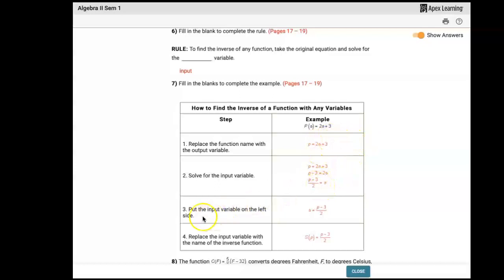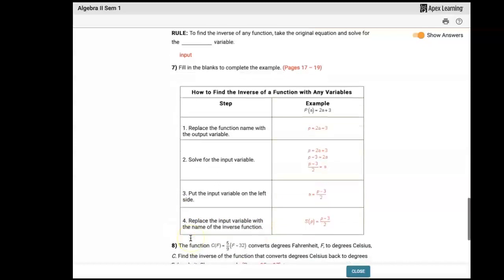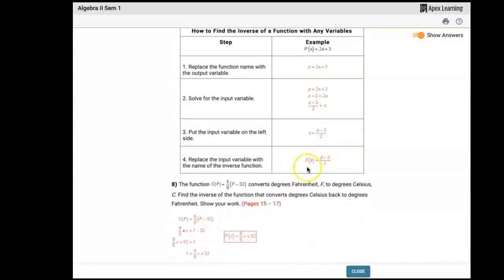All right, again, same thing, formality, put the input variable on the left-hand side. Now, last step here to make it look all pretty, replace the input variable with the name of the inverse function. So the inverse function is going to be s of p for this one because now we are using p to solve for s. We're using p to solve for s versus originally we were using s to solve for p.